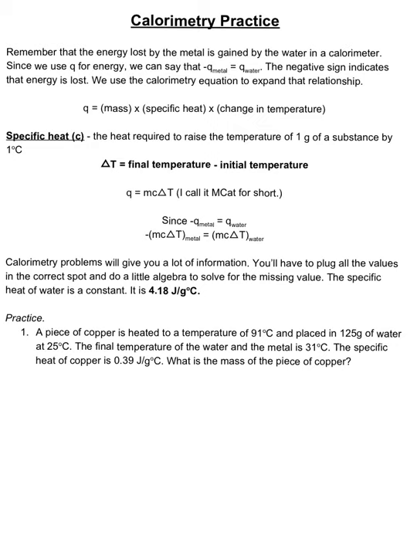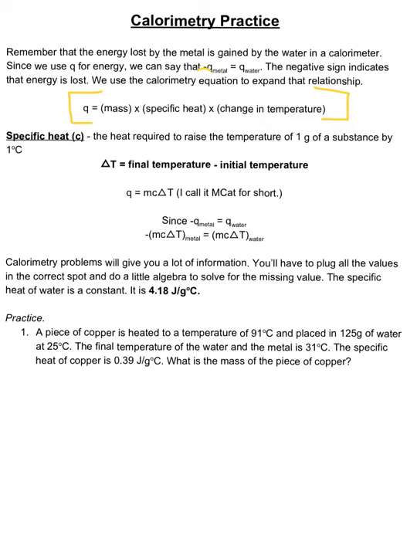So the metal is losing heat. That's why we have that little negative sign there to indicate that it's losing heat. So this says that the heat lost by the metal is gained by the water. Negative Q metal equals positive Q of water. The negative sign indicates that energy is lost. So here is our calorimetry equation: mass times specific heat times change in temperature.